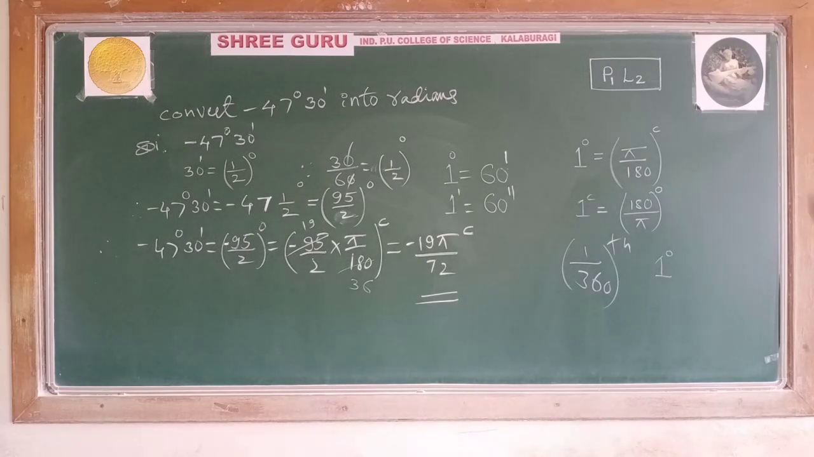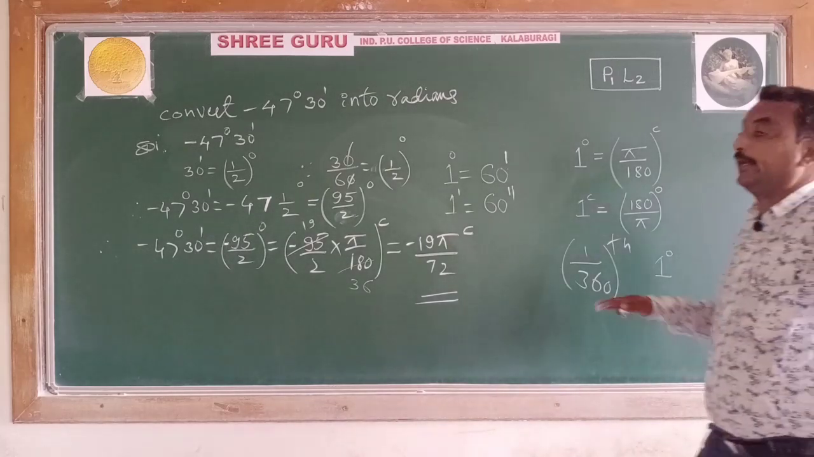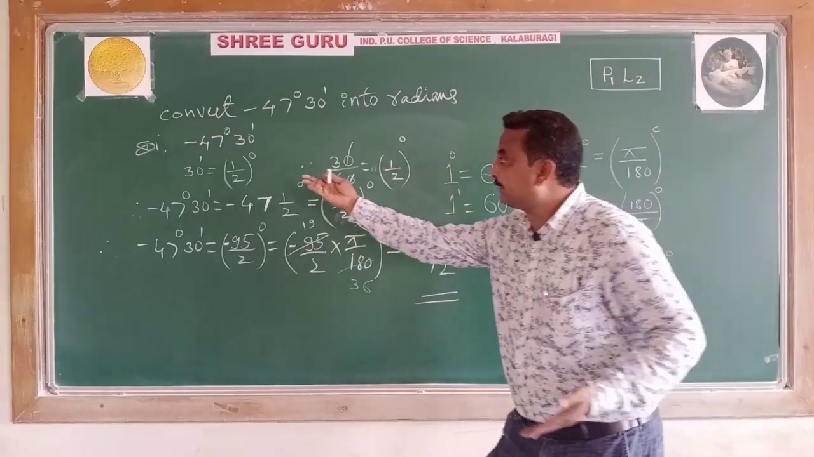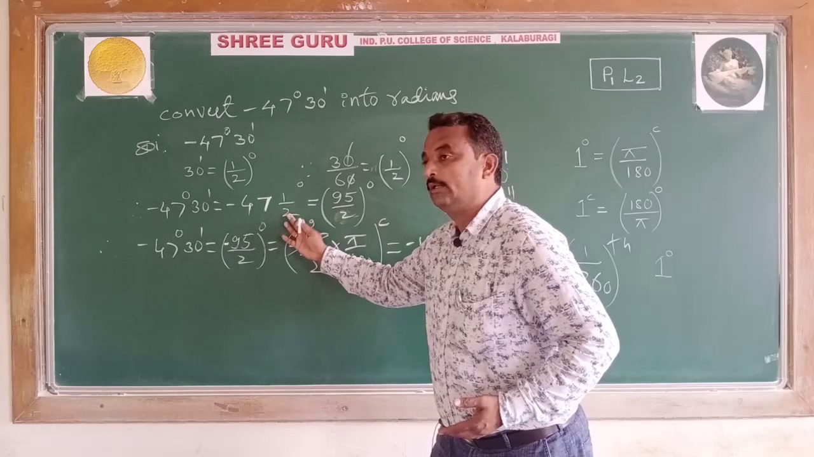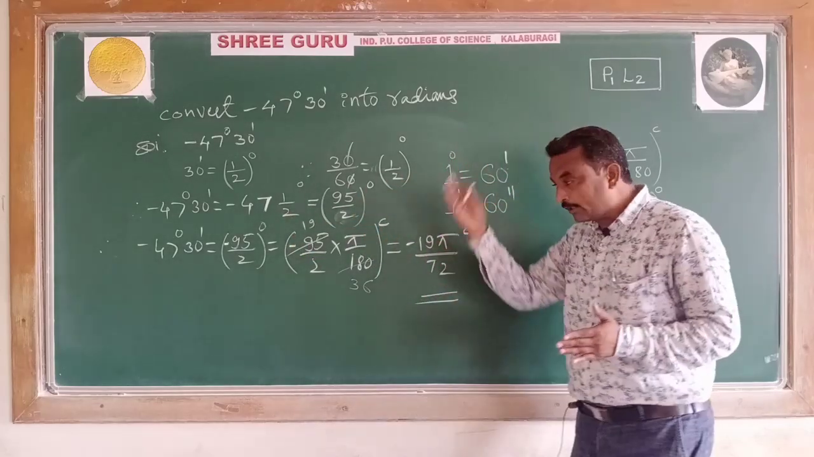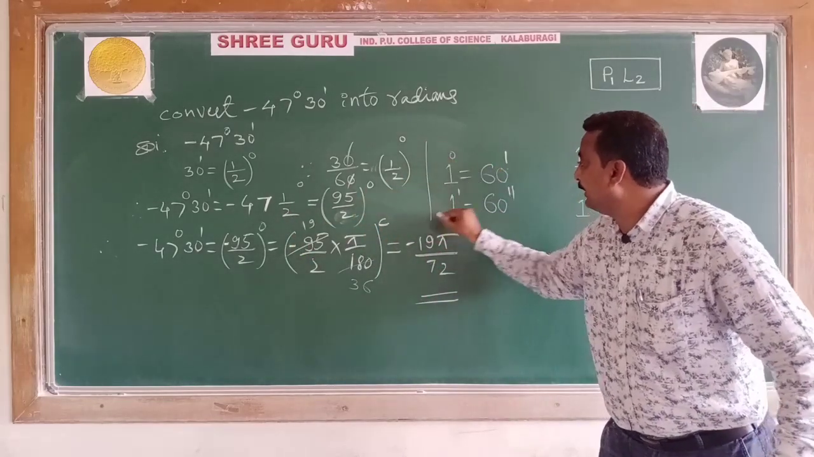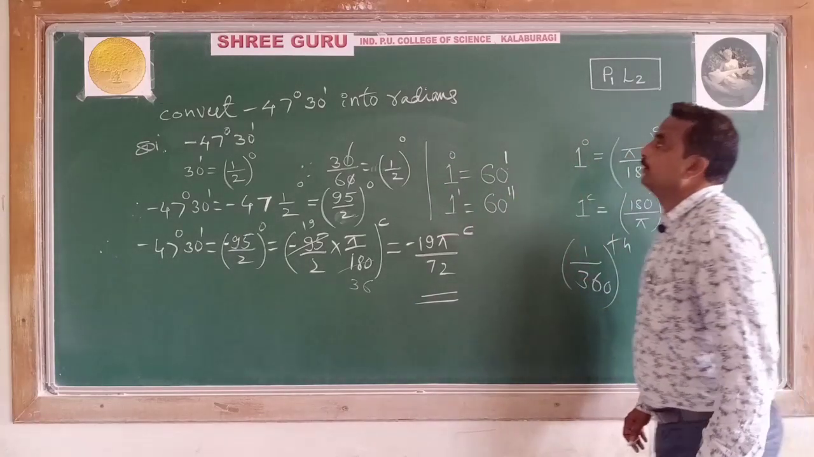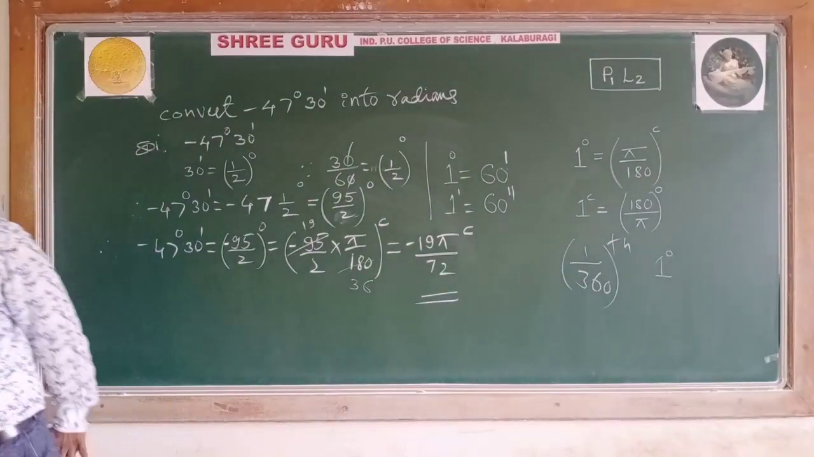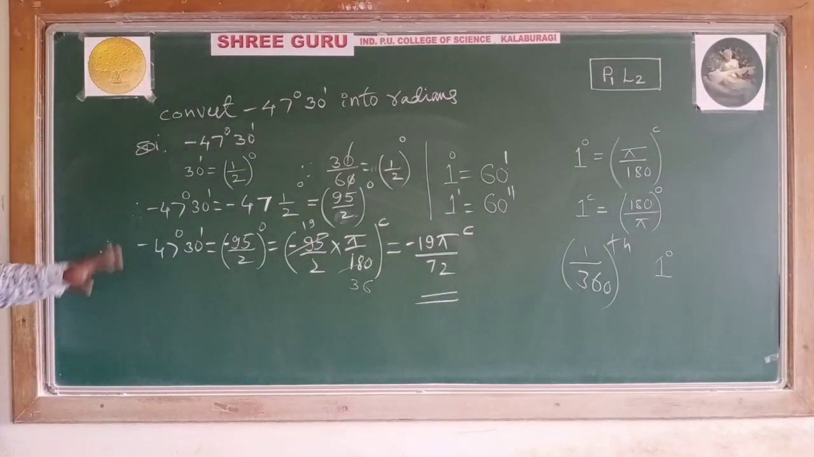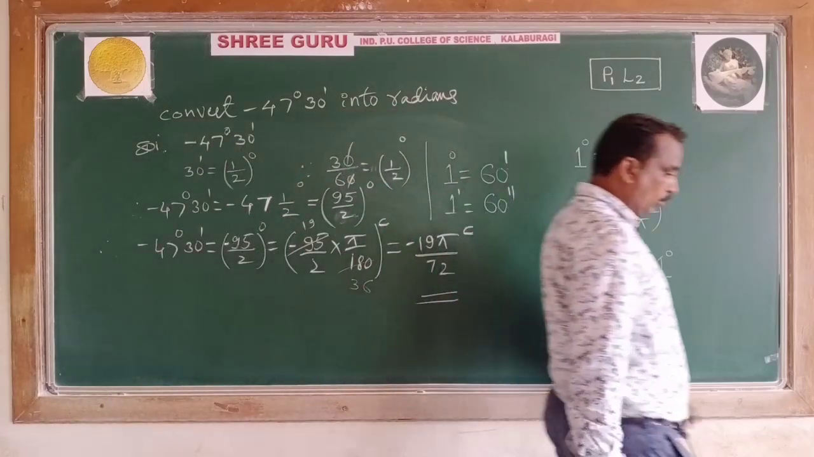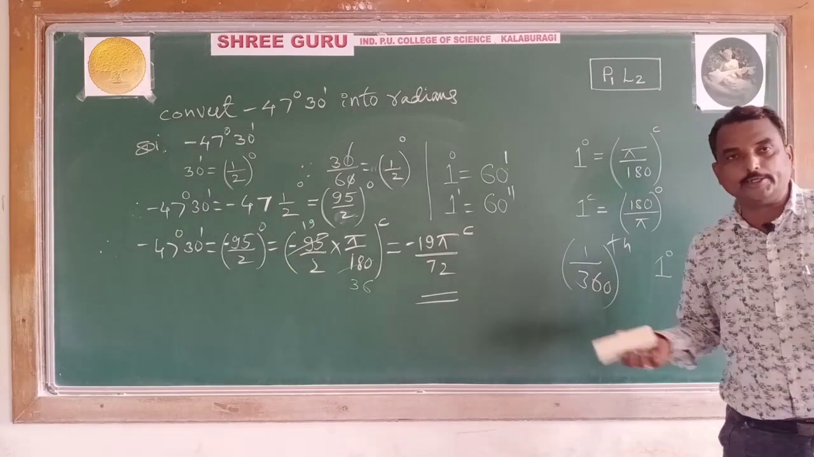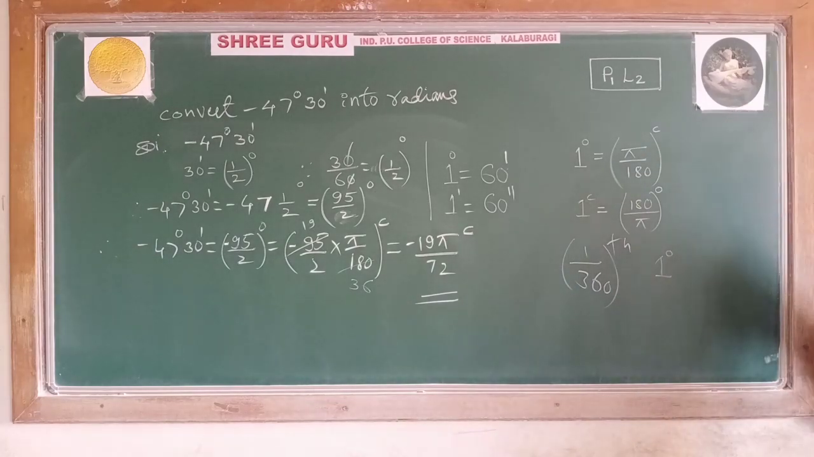If such angles are given in seconds also, convert those seconds in terms of minutes, combine them with the minutes, and convert that minute in terms of degrees. Like that you have to convert it. So this is about the conversion of degree to radian. I will give some examples of degree measurements as homework also, students. Such examples we may calculate.